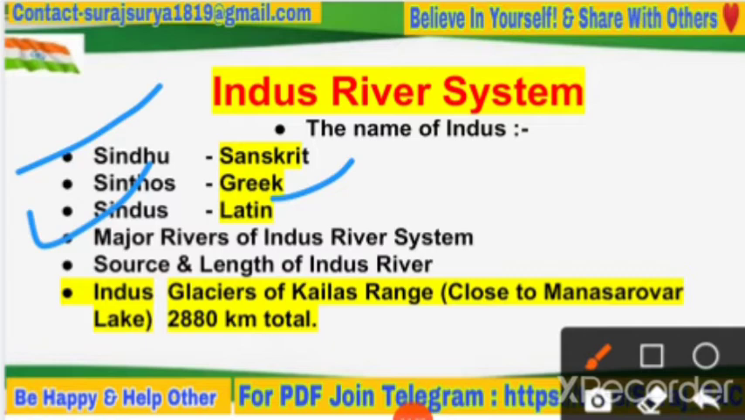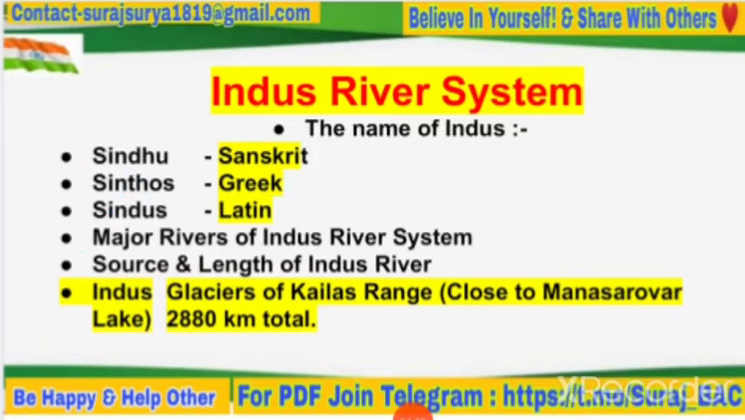If you look at where the Indus River originates, you will find the Indus Glacier on the Kailash Range, which is very close to Mansarovar Lake. If you calculate the complete length of the Indus River, you will find it is 2880 kilometers long.